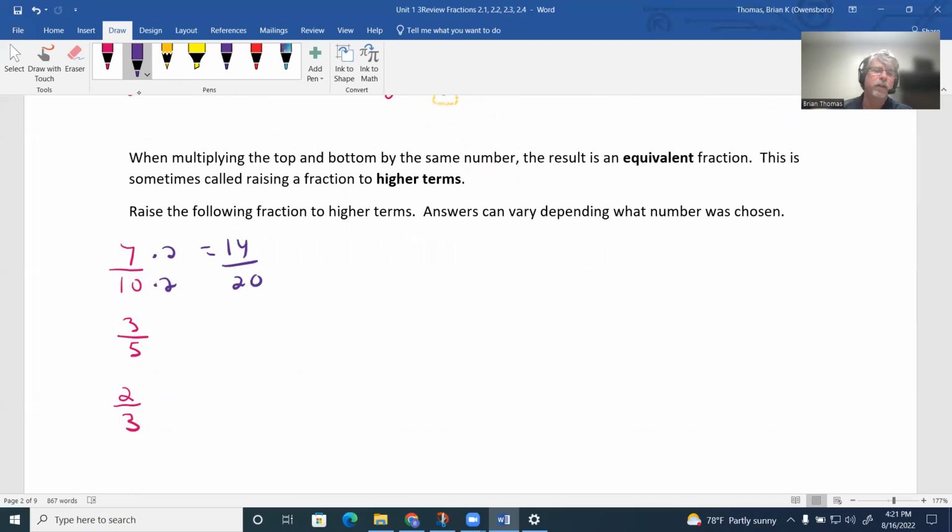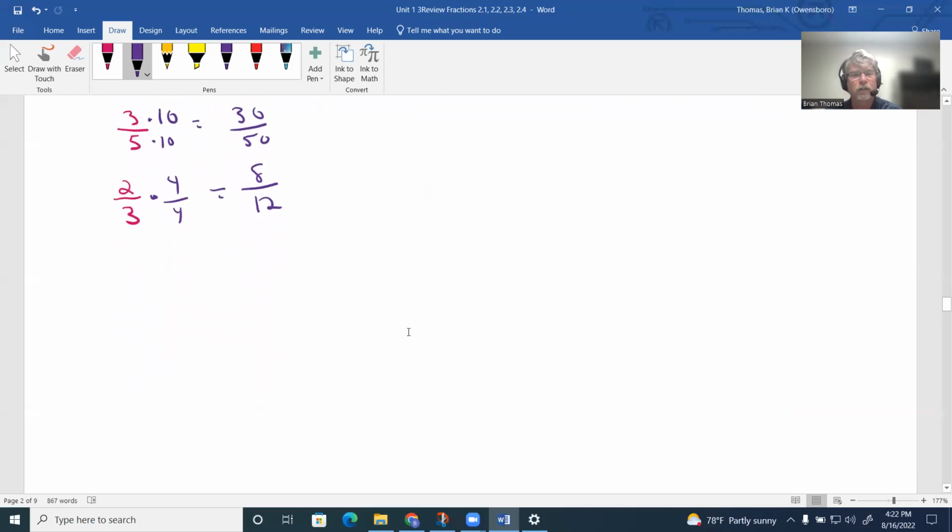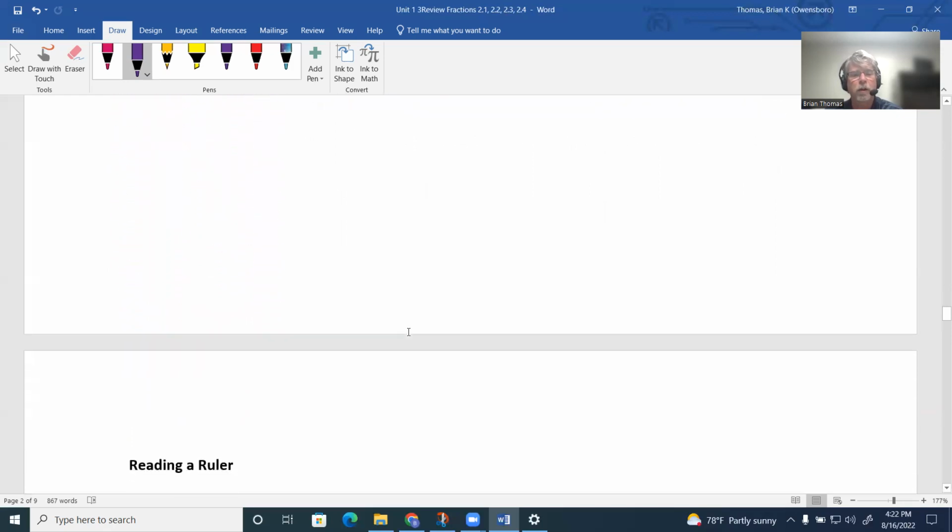You could again multiply by anything you wanted to, so answers can vary. If I multiply the top and the bottom by 10, just choose a number, I chose 10, so I'd have 30 over 50. That would be an equivalent fraction. If I multiply the top and bottom by 4, it doesn't matter what you multiply by, it's going to create an equivalent fraction. So that would be 8 over 12. That would be a fraction that would be the same thing as 2/3. Those would be equivalent. So that's what we call raising things to higher terms, when you multiply the numerator and denominator by the same thing.